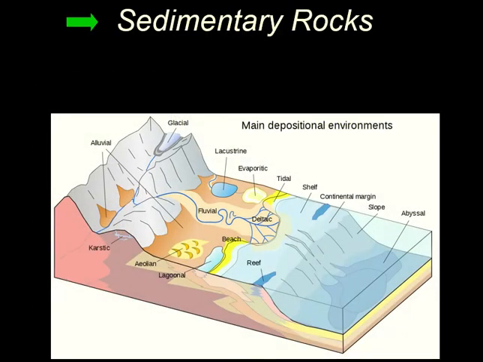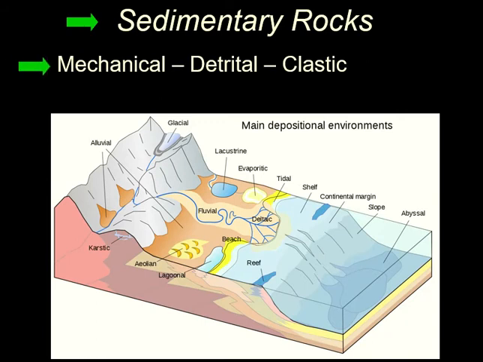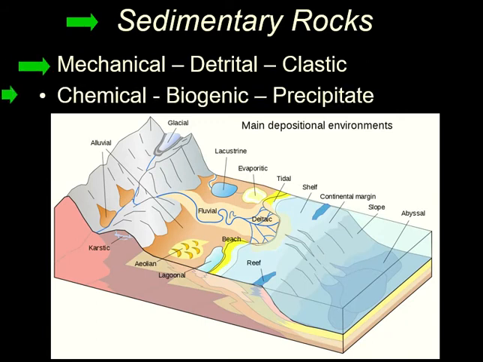Now, sedimentary rocks can be divided into two types. There's the mechanical, or detrital, or clastic type, and the chemical, or biogenic, or precipitate type. Now, chemical sedimentary rocks can be biogenic or precipitate, whereas mechanical rocks are detrital and clastic all at the same time, which might be a bit confusing.